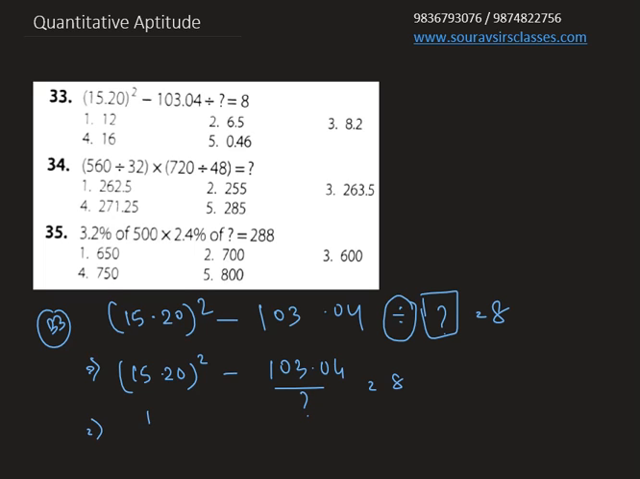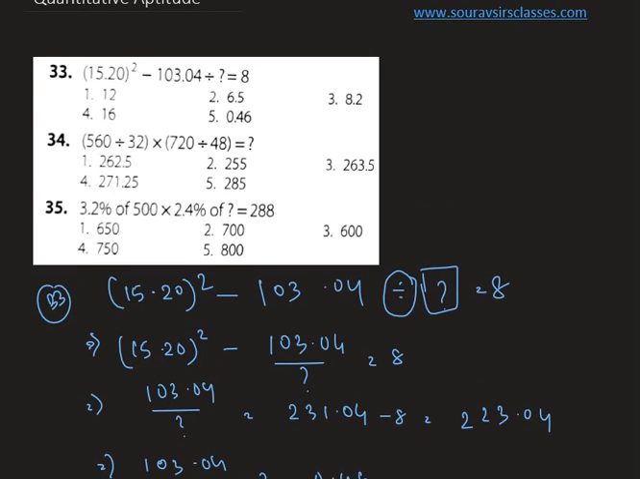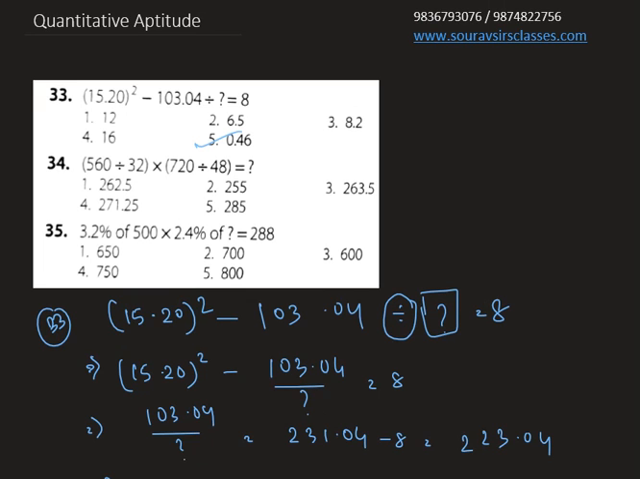Then we get 103.04 is equal to 231.04, which is the square of 15.20, minus 8, and that results in 223.04. Hence 103.04 divided by 223.04 is equal to the unknown number, and it results in 0.46. Therefore option 5 is the correct answer.